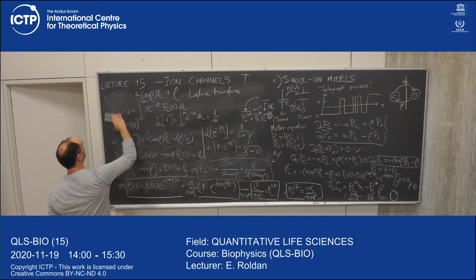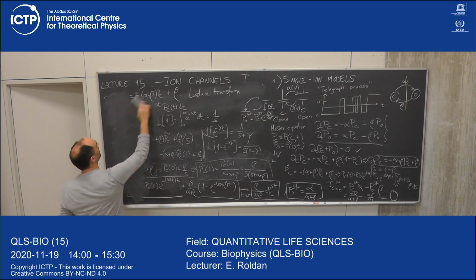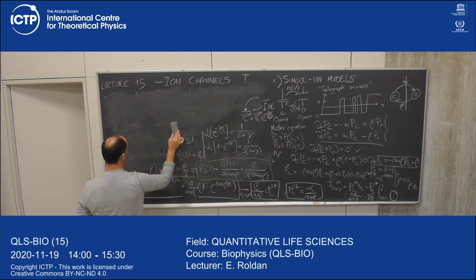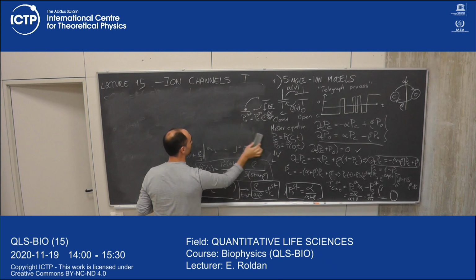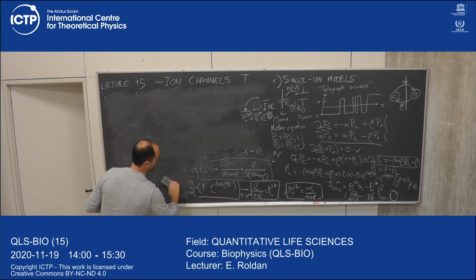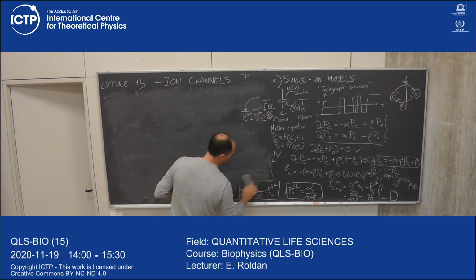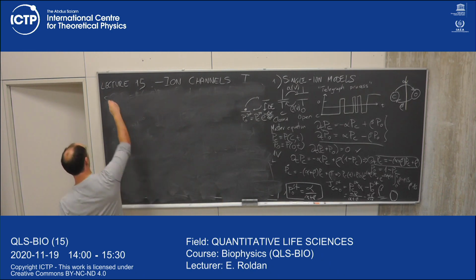It will be a channel that has two subunits, and it will have three states. This is the simplest thing you can think of. So now I think about the channel that has two gates. The way I will draw, and I hope it's clear, is as follows. This is the two subunit channel.